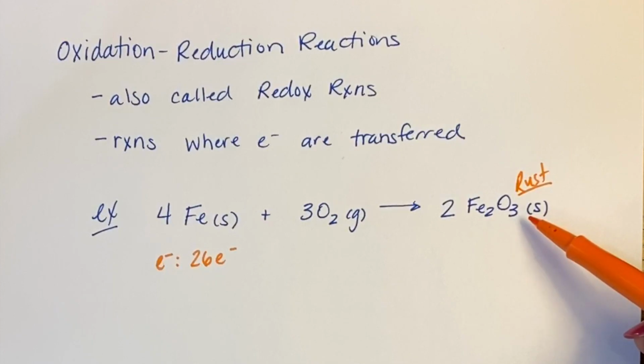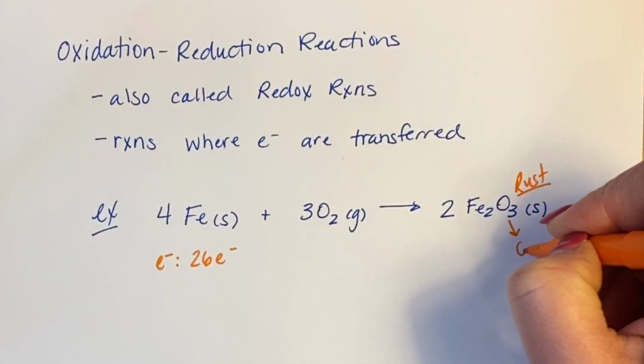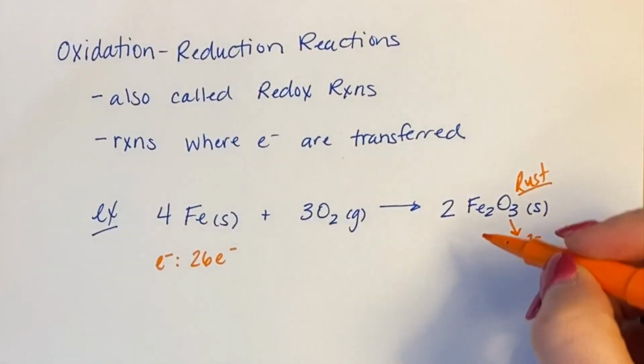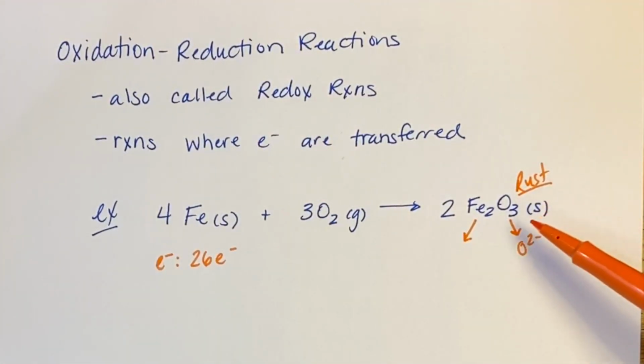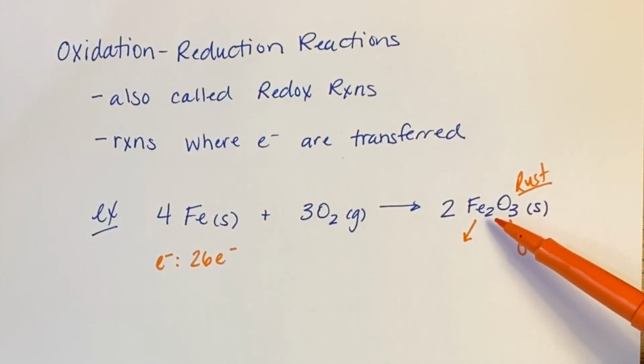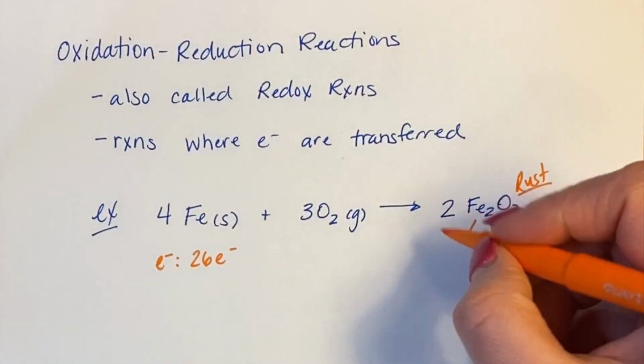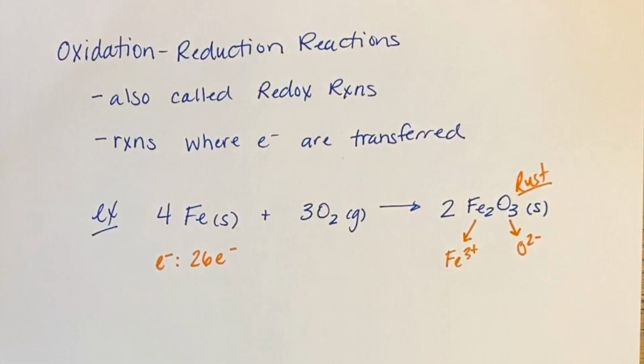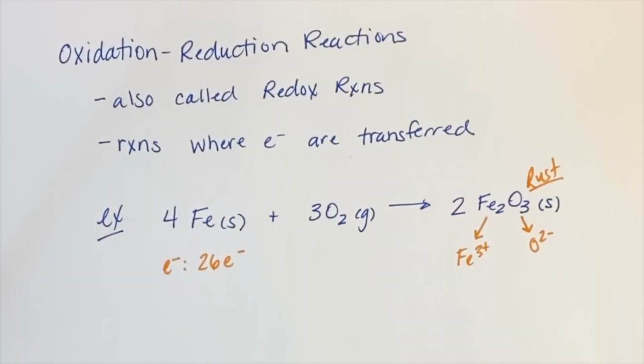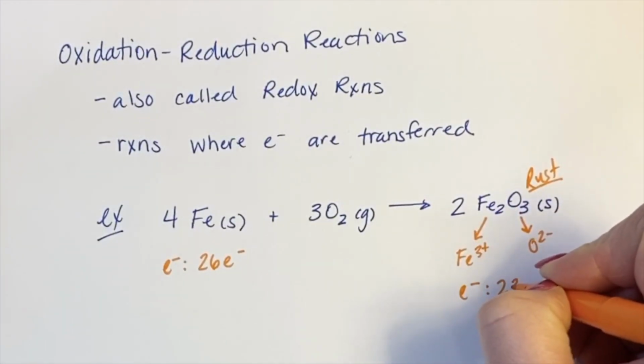On the product side, we can look at this iron 3 oxide compound and figure out how many electrons the iron has. Remember that oxygen always forms an ion with a charge of -2. If we have 3 oxygens in this reaction, my total negative charge is -6. I have 2 irons to balance all of that negative charge, so that tells me that my iron has a charge of +3. If iron in an elemental state has 26 electrons, and the charge of this iron in rust is +3, the number of electrons in the iron in the product is 23.